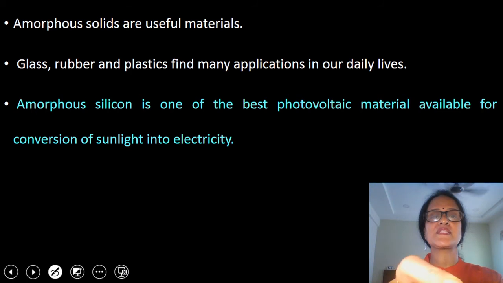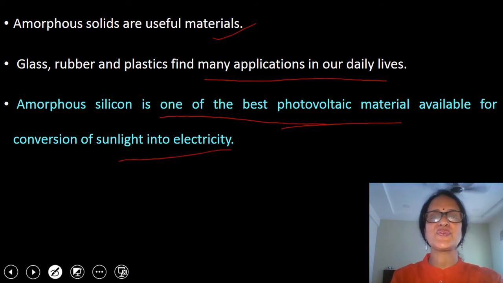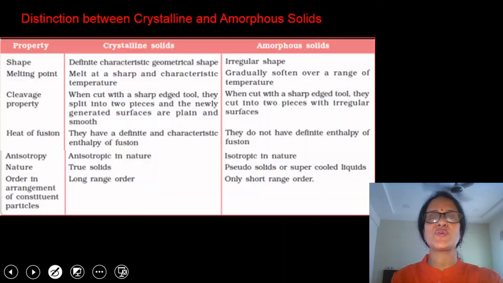Students, amorphous solids are useful materials. Glass, rubber and plastics find many applications in our daily life. Amorphous silicon is one of the best photovoltaic materials which is used for conversion of sunlight into electricity. Now in the last, we will discuss differences between crystalline solids and amorphous solids.